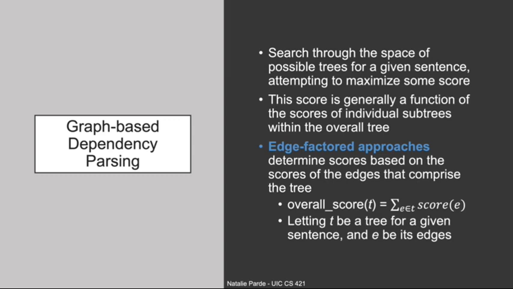Graph-based dependency parsing techniques work by searching through the space of all possible parses for a given input and finding the parse that maximizes some score, which is usually based on the scores of the parse's constituent relations. For example, edge-factored approaches determine scores based on the edges in the hierarchical parse tree, where the overall score is the sum of the scores of all of its edges.